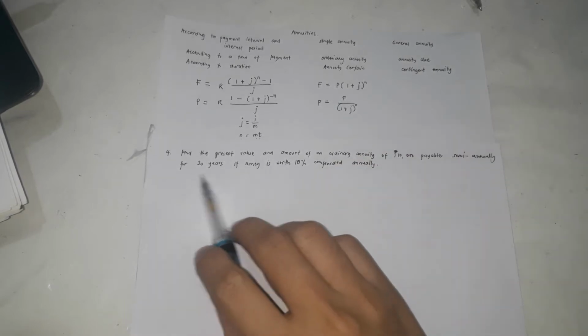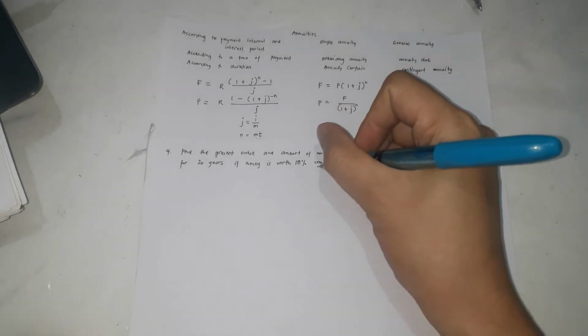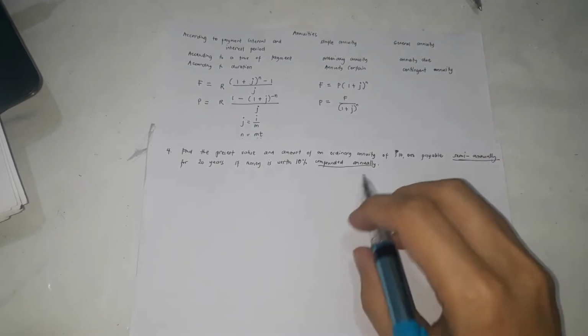For example, problem number 4: the present value of an ordinary annuity of 10,000 payable semi-annually for 20 years if the money is worth 10% compounded annually. The conversion period and the interest period is annually, while the payment period is semi-annually. So annually and semi-annually, they don't have the same period for the interest and the payment.